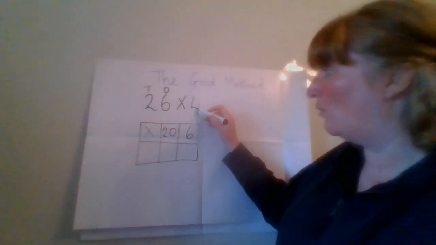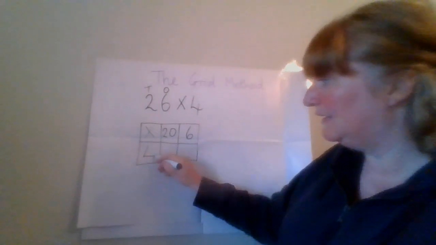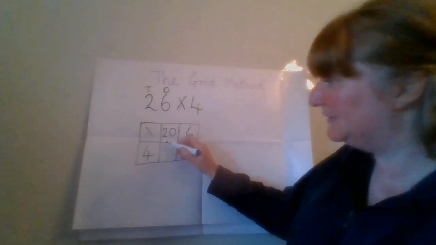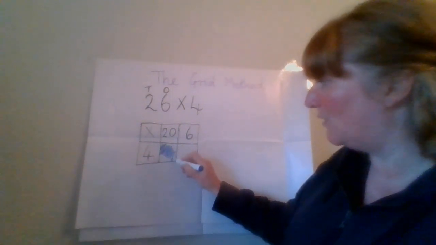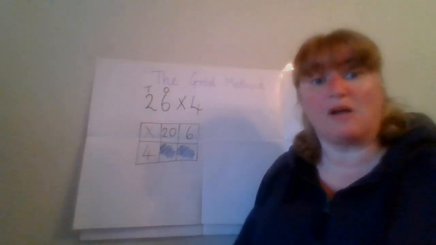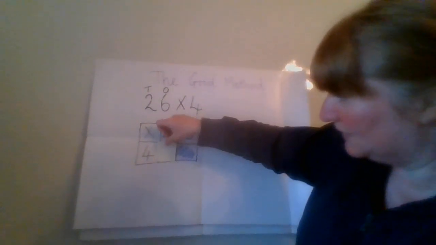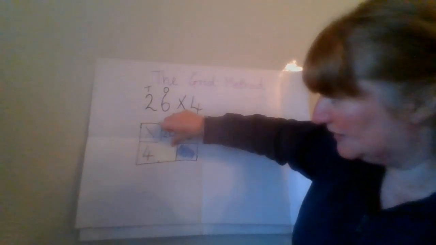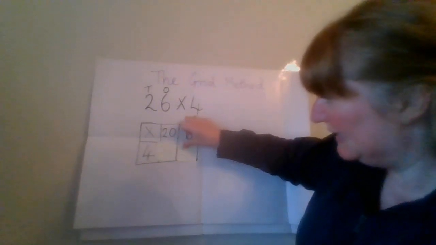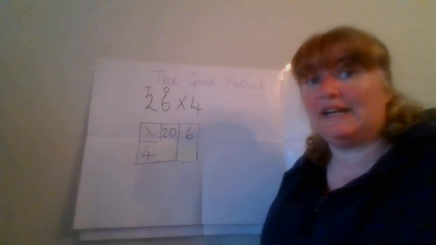We're multiplying by 4, so we'll put the 4 into the grid as well. And that leaves us 2 empty spaces, or 2 empty boxes, one here and one here. And that's where our answers are going to go. So just to help you see them nice and clearly, one of our answers will go in this part of the grid, and our other answer will go in this part of the grid. So let's have a look at calculating our answers.